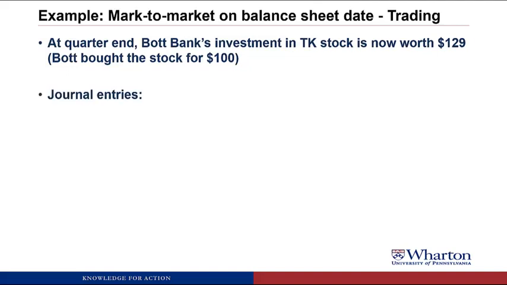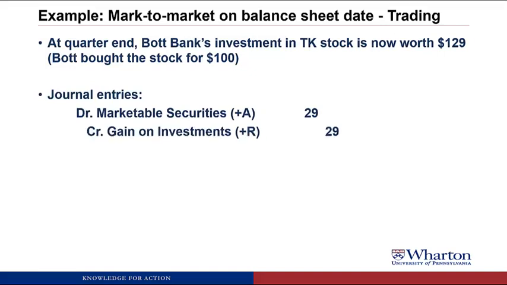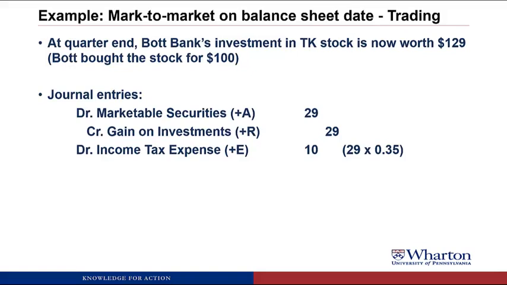Under trading securities, we have to increase the balance in marketable securities. So we debit marketable securities by 29. And then we credit a gain on investments that goes onto the income statement. Remember, for trading securities, this unrealized gain or loss, in this case an unrealized gain, goes on the income statement. Now we're going to take this further and do the tax part of the journal entry. So Bot has to debit income tax expense of 10. Because they have an extra 29 of gain, their income tax expense is going to go up by 29 times 35%, or 10.